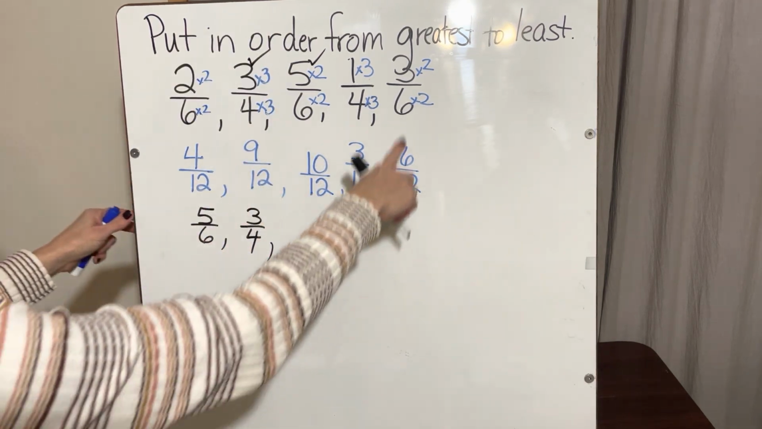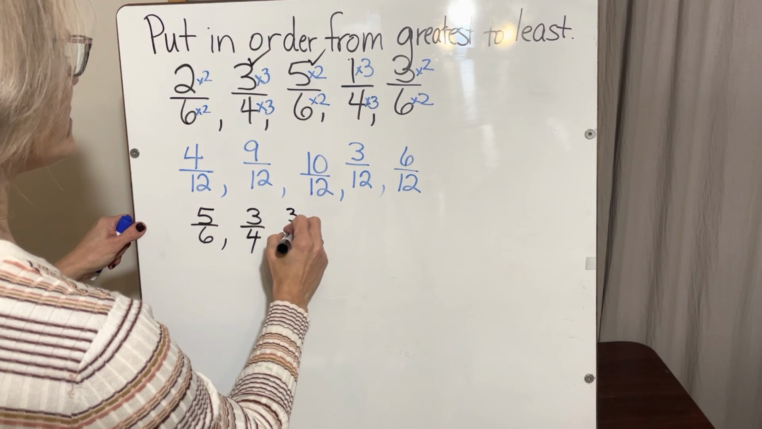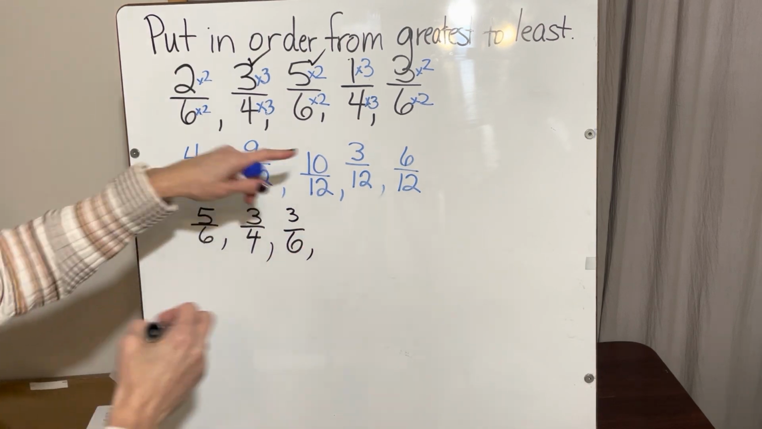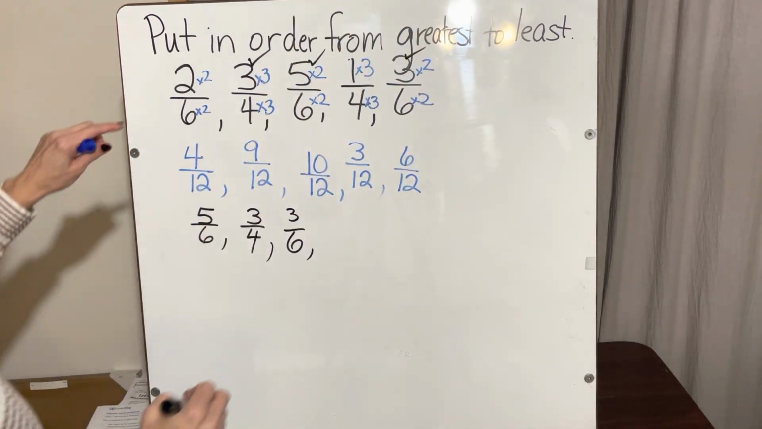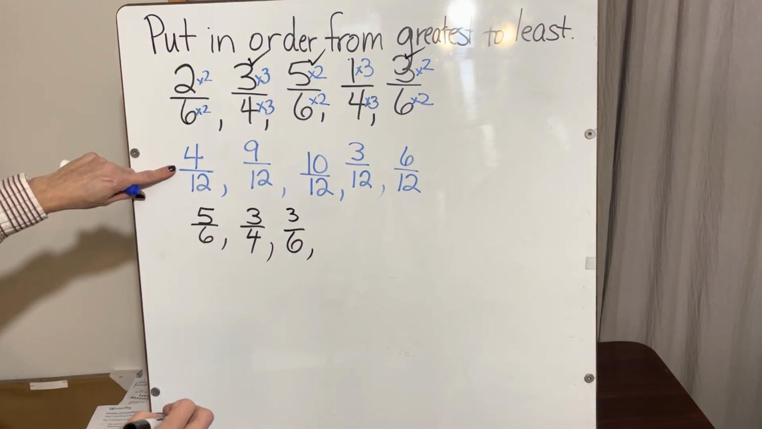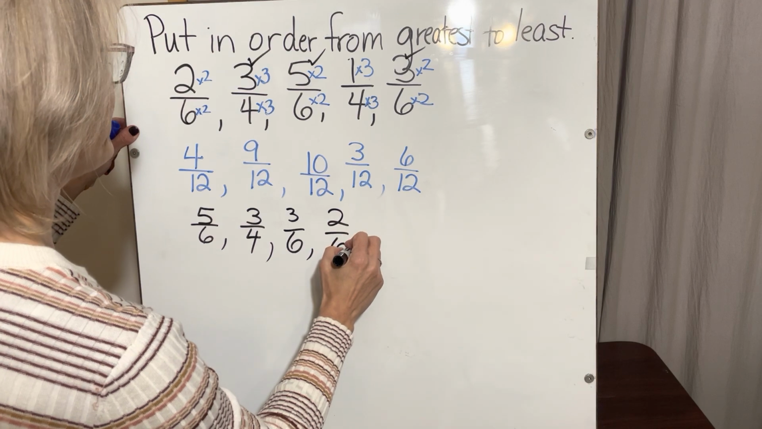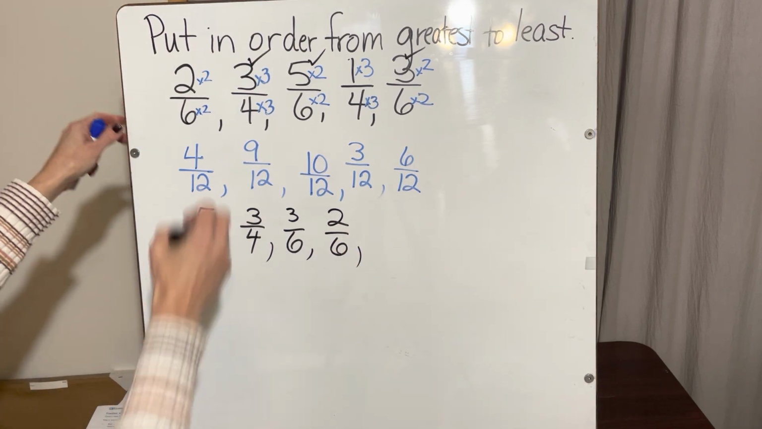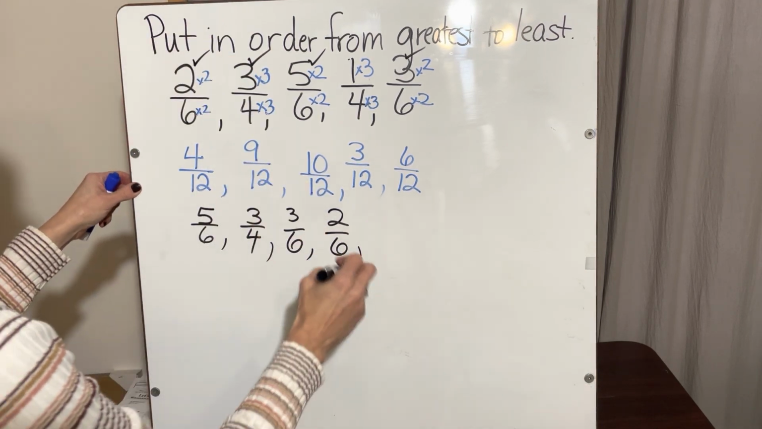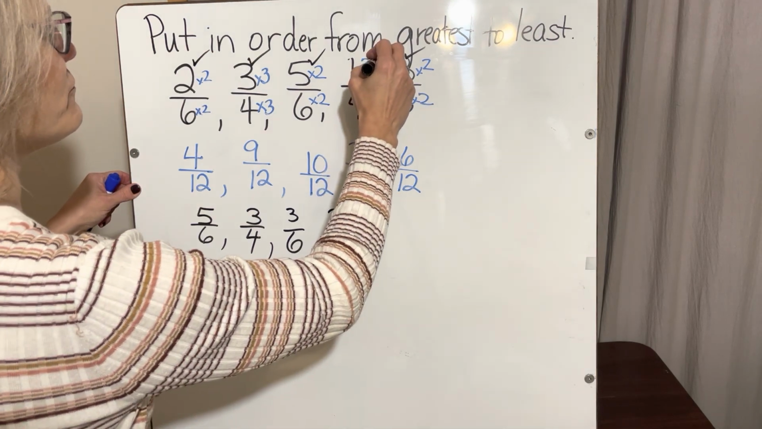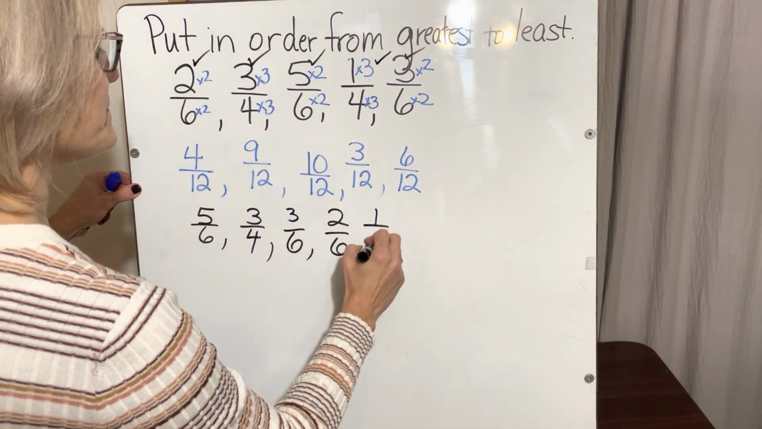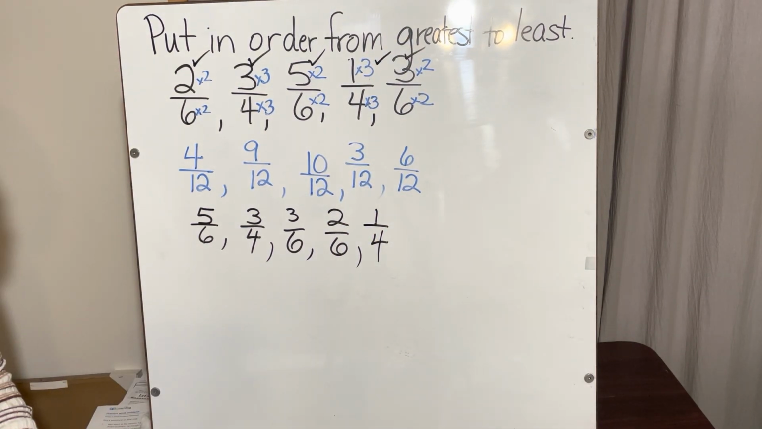And I'm looking again, and then I've got 3 sixths will be next. Okay, put a check mark by that one. And then I've got 4 twelfths, so 2 sixths will be next. Okay, put a check mark by that one. And then obviously then 1 fourth would be the least. Okay, makes sense? All right.